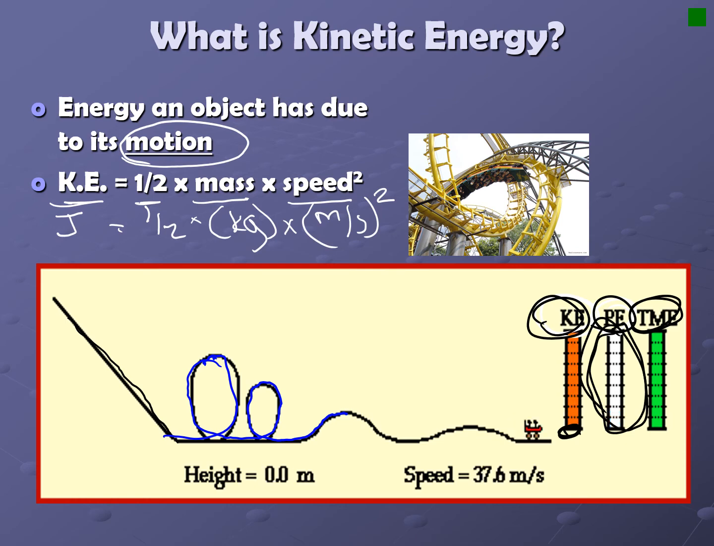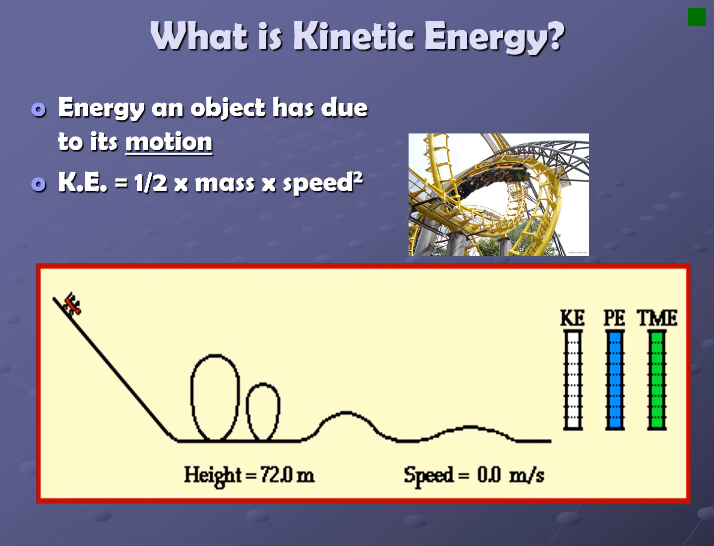Okay, so let's try to revisit this again. When you look at this, at the bottom, it should have its most kinetic energy, which it does, and no potential energy because it has no height. When it's at the top of its peak, it should have the highest potential energy and the lowest kinetic energy. So notice that it keeps on transferring between kinetic and potential.